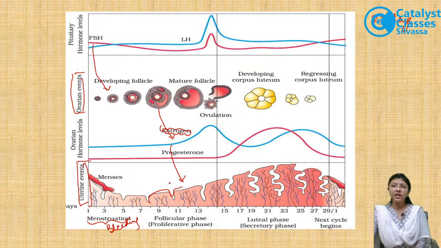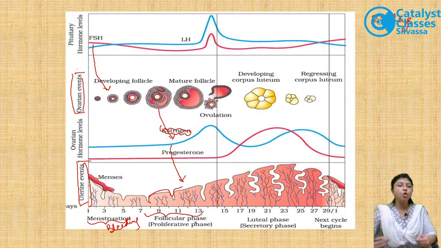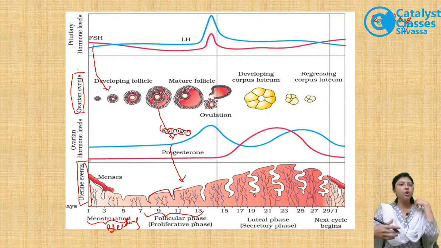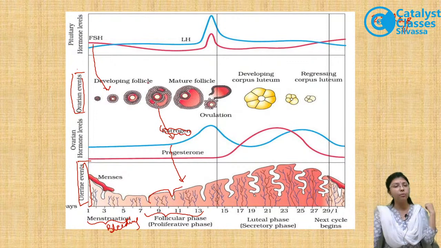ठीक है, now this part when the follicles are developing, as I told you, from 6th to 13th day is said to be the follicular phase, या फिर उसको proliferative phase भी बोलते हैं. कौन सा phase बोलते हैं? Proliferative phase, क्योंकि proliferate cells जो है वो divide हो रहे हैं, इसीलिए उसको proliferative phase भी बोला जाएगा.